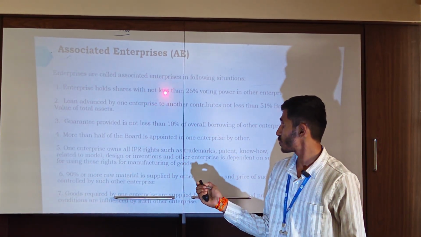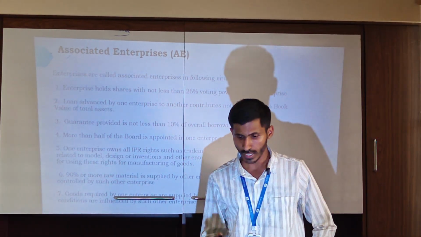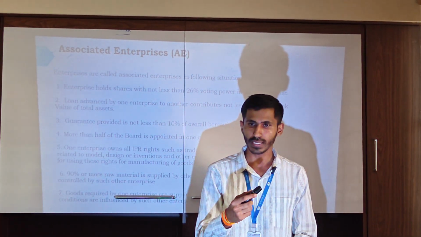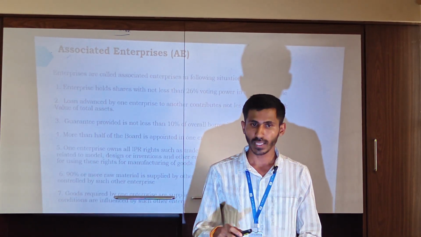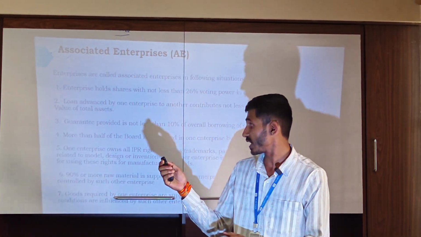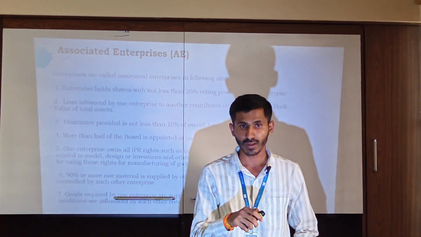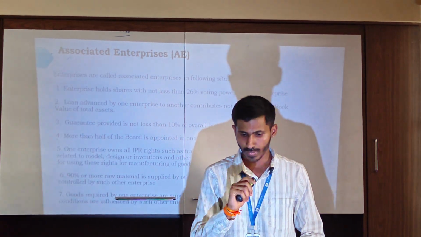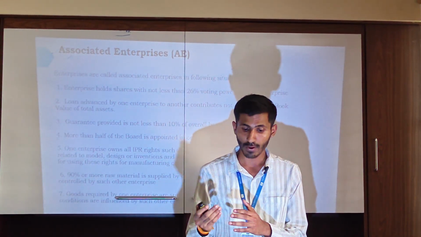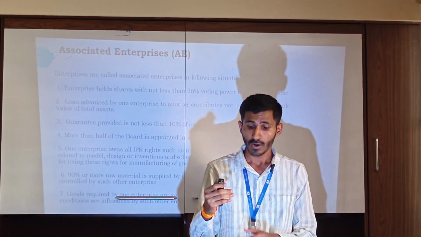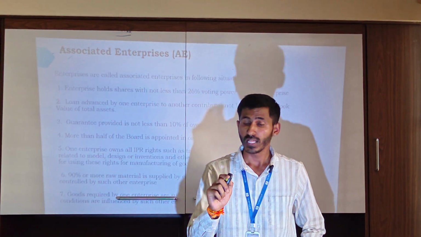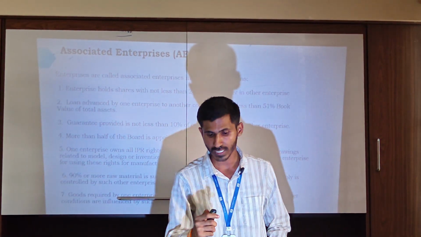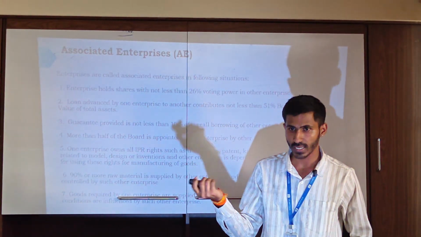First, an enterprise holds shares with not less than 26% voting power in the other enterprise. Let's take an example, X Limited and Y Limited. X Limited is incorporated in India, Y Limited is incorporated outside India. They both become associated enterprises if any one of these conditions is met. If X Limited holds not less than 26% of shares in Y Limited, then these shall be associated enterprises. The tax authorities have come to the conclusion that with 26% or more shareholding, they can inflate prices and do base erosion and profit shifting.